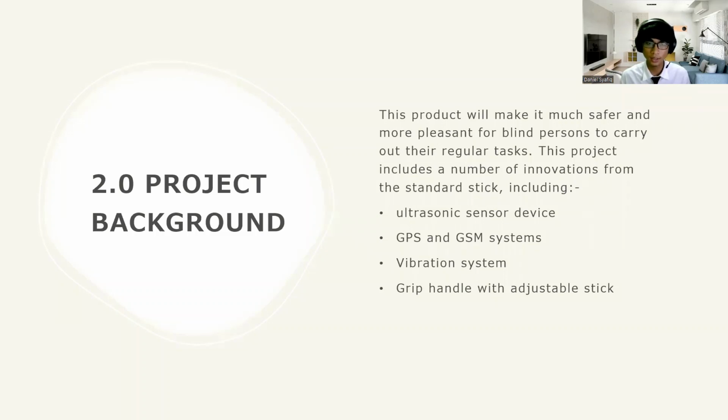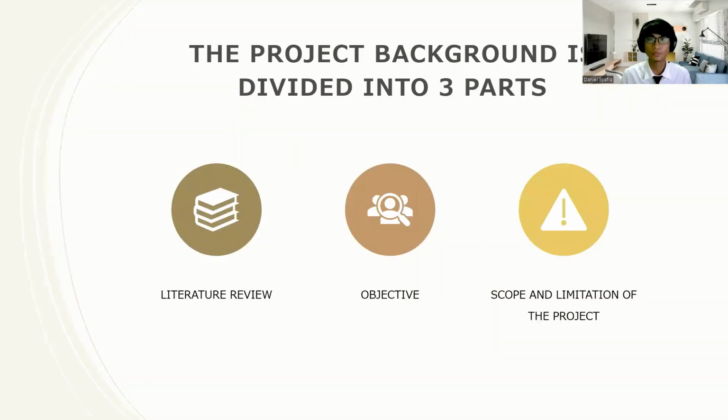Okay, for the second, project background. This product will make it much safer and more pleasant for blind persons to carry out their regular tasks. This project includes a number of innovations from the standard stick, including an ultrasonic sensor device, GPS and GSM system, vibration system, and grip handle with adjustable stick. Okay, the project background is divided into three parts. First, literature review. Second, objective. And third, scope and limitation of the project.